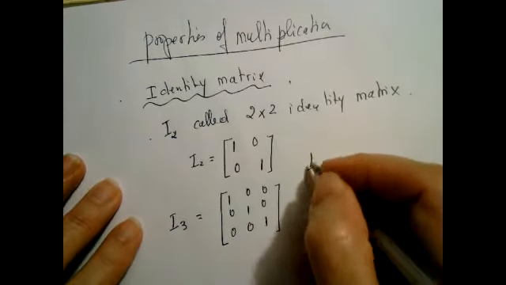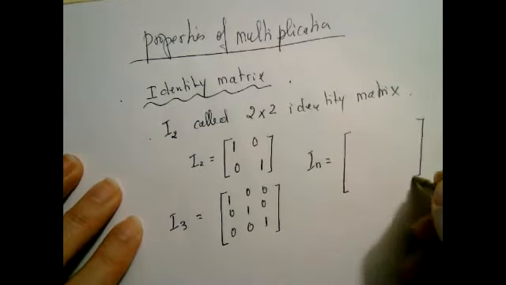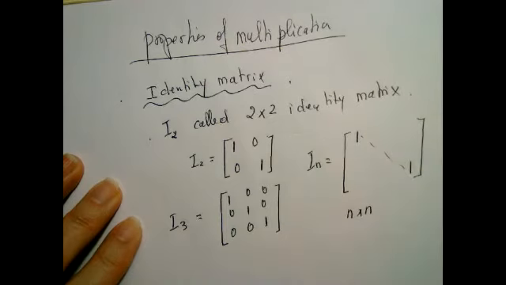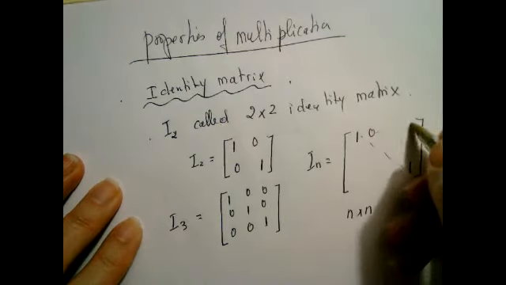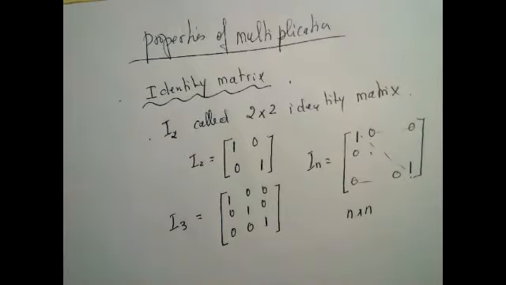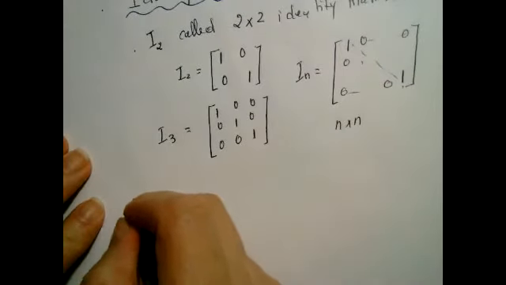So in general, I_n is the matrix which is n by n. It's 1 along the diagonal, 0 everywhere else. Okay, so that's the identity matrix. Now, properties of the multiplication. What do I mean by that?